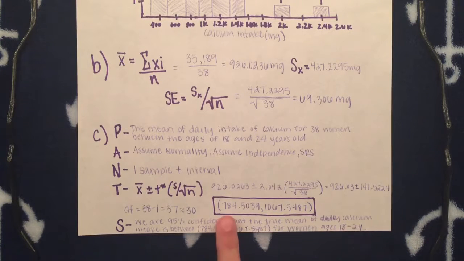And so that's plus or minus 926.03, which I got to be the lower interval was 784.5039, and the higher interval was 1067.5487. So our statement is we are 95% confident that the true mean of the daily calcium intake is between 784.5039 and 1,067.5487 for women ages 18 to 24.